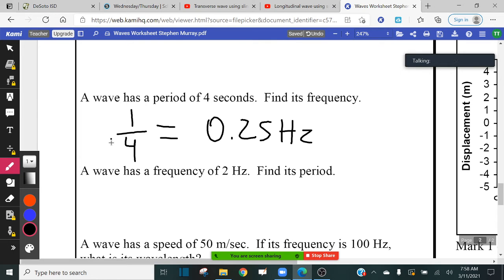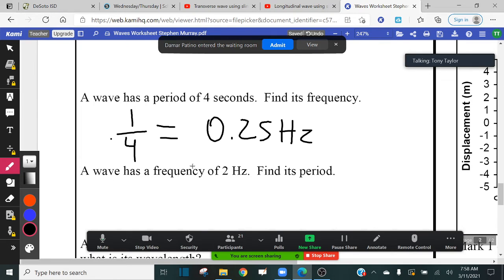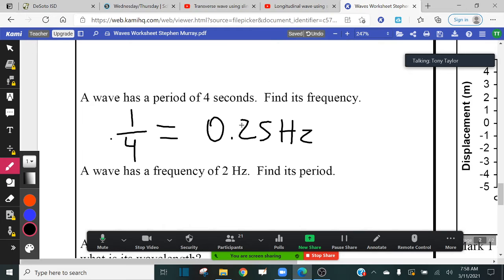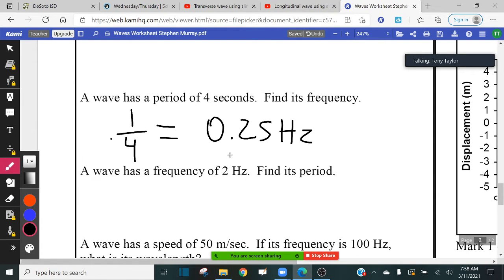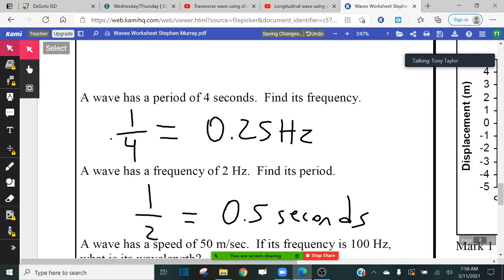Okay. What about this right here where it says a wave has a frequency of 2 hertz? Find its period. If you know the frequency, you can easily find the period by just doing 1 divided by the frequency. In other words, 1 divided by 2 is equal to 0.5 seconds. So that's super easy. You guys will have to do it a few times on the assignment, so I just want to be sure to go over that.